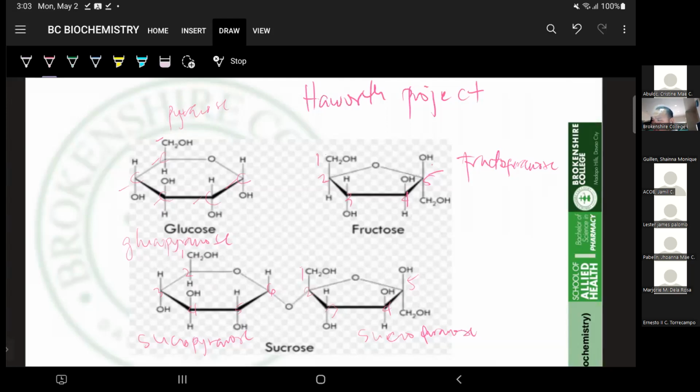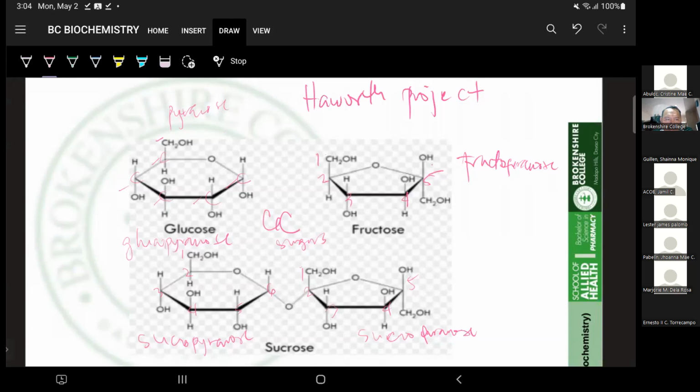But still remember, ha, all in all, 6-carbon sugars pa rin sila. It's just that if we try to count it based on the number of carbons in the ring, it could be written as a 6-carbon ring or 5-carbon ring siya. So, yun yung ibig sabihin ng Howard formula. Okay? Under Howard formula.